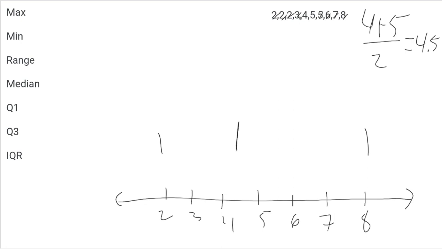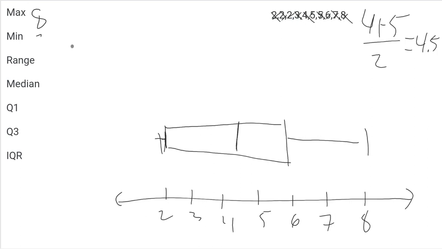Then I have to find Q1, where I take one from each side and keep crossing until I find the very middle of that one. So Q1 is also 2, so my min and Q1 are right on top of each other. Then I go to the other side for Q3 and cross out until I get to the very middle here. So here is my box. Here is my whisker. So my max was 8.